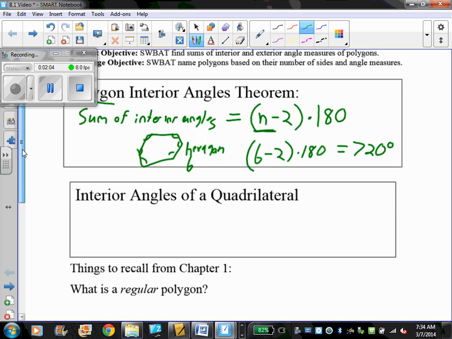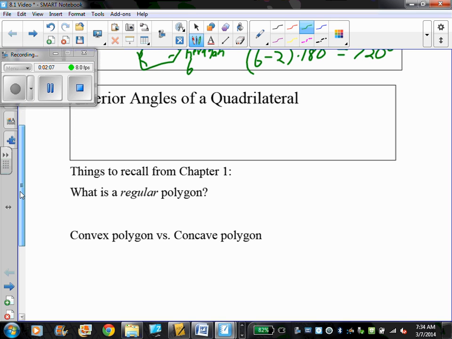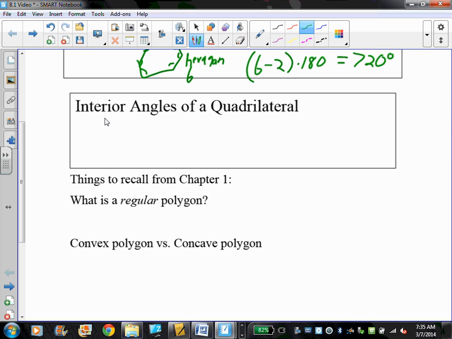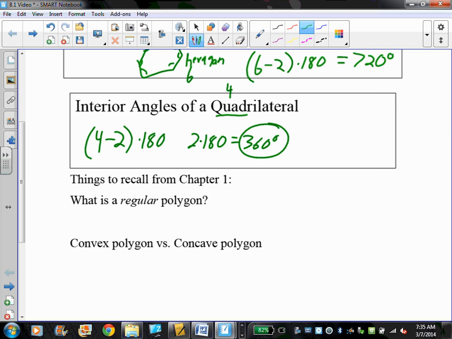A little corollary to that is that we're going to be dealing mostly with quadrilaterals in this section. A quadrilateral is a polygon that has 4 sides. Quad is a prefix that means 4. Using the formula above, if we plug 4 in for the number of sides, we get 2 times 180, which is 360 degrees. The angles in a quadrilateral always add up to 360 degrees, and that's going to be quite useful for us at various times throughout this chapter.